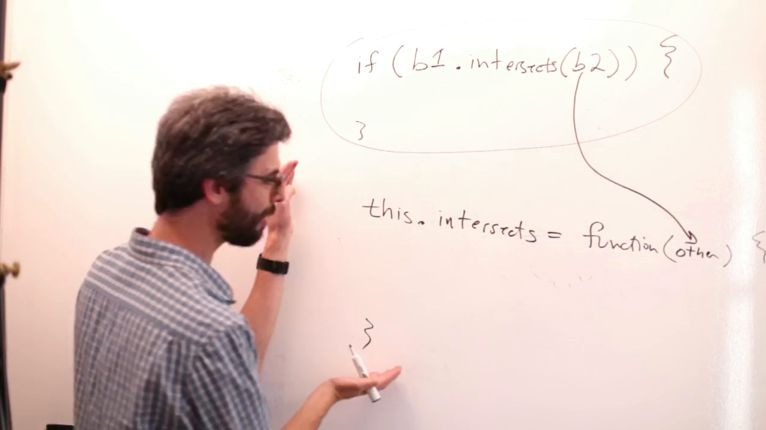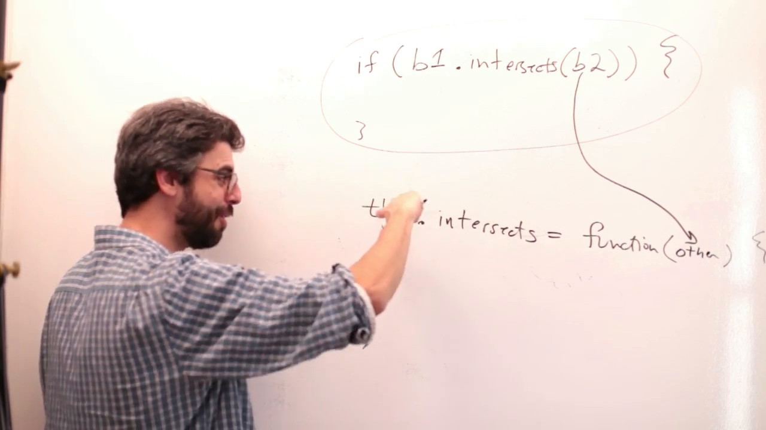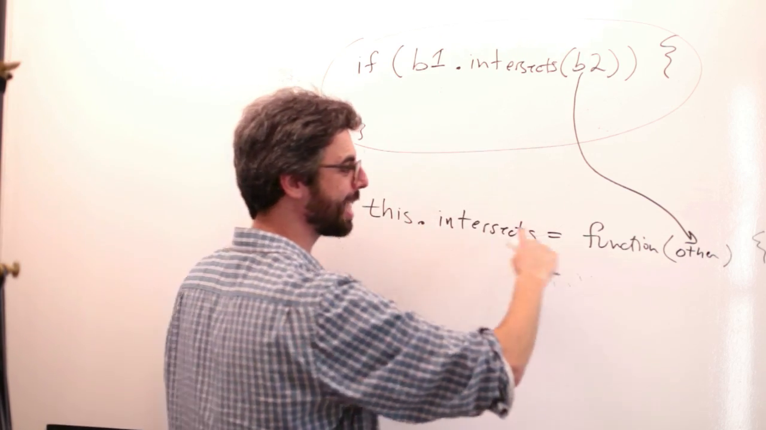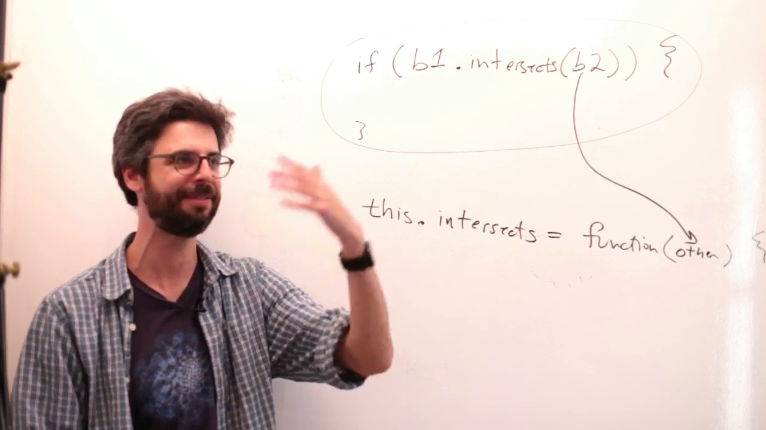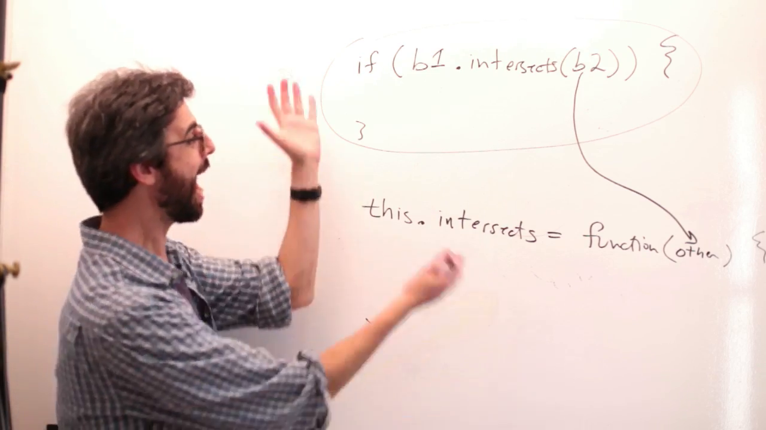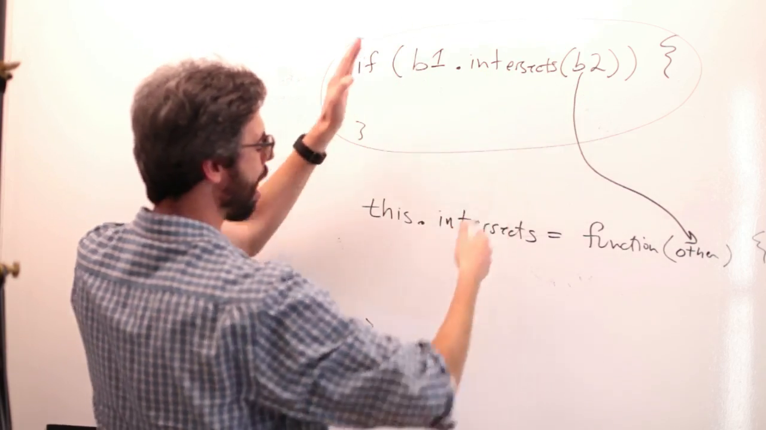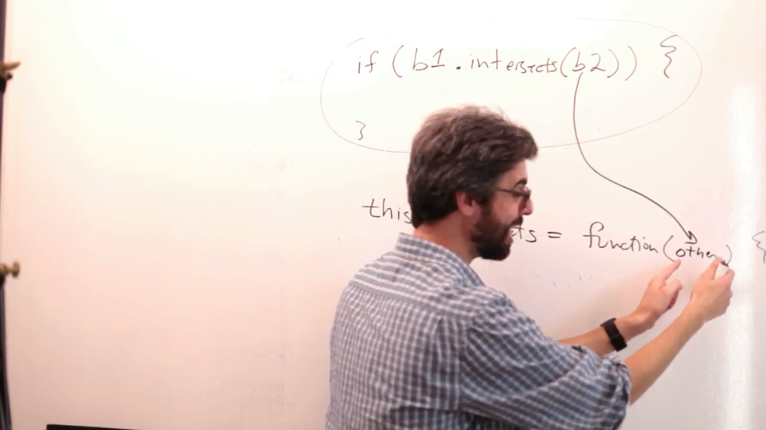The nice thing about this is this should be a generic function that can test if this particular object intersects any other object. So I could say if B1 intersects B2, or if B5 intersects B7, or if B9 intersects B27, right? This can be executed with any two objects, and the function is generic. This object checking the other object.